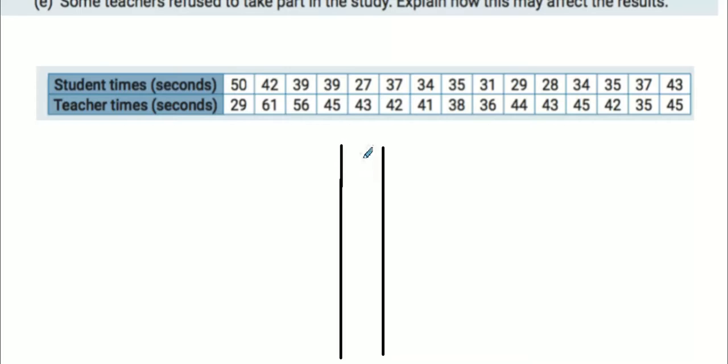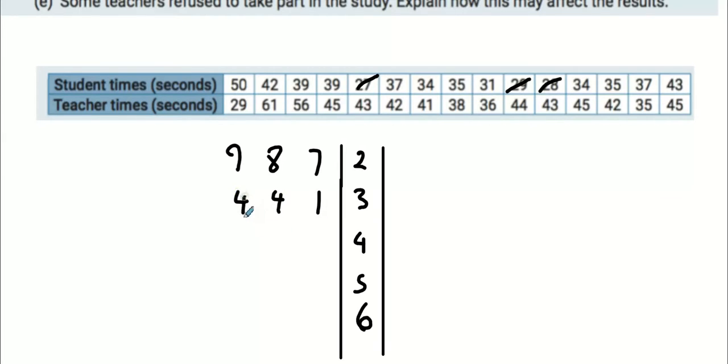What numbers do I have on my stem? 2, 3, 4, 5, and 6. Okay, let's begin. Let's start off with the student side. What 20s are there? 7, 8, 9. Is that right? 27, 28, 29. Done. What 30s are there? 1, 4, 4, 5. Yeah. And 2 7s.